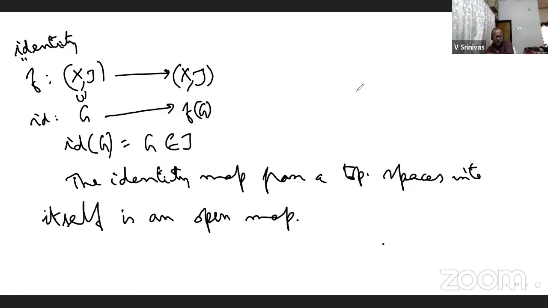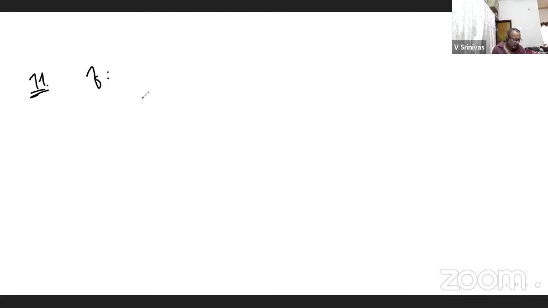Okay. Next is question 11. F is a mapping from X into Y. X comma Y are metric spaces.